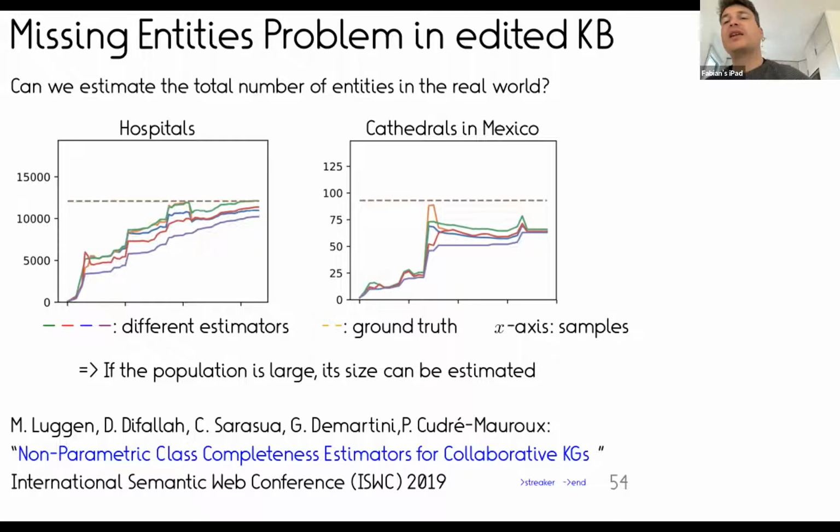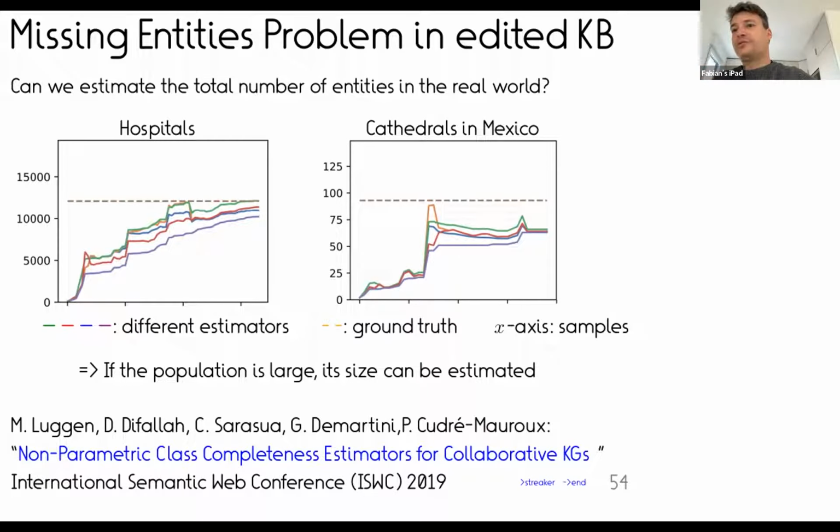It doesn't work so well if you look at smaller classes, for example, cathedrals in Mexico. There the estimators converge to some smaller number, and we don't actually know for what classes it works well. Because in this paper, for example, they studied maybe a dozen classes, but there are obviously hundreds, if not thousands. So it's not so clear to what degree we can actually do this. But for these specific classes, if they are large, and if there's a well-defined ground truth, it seems to work.